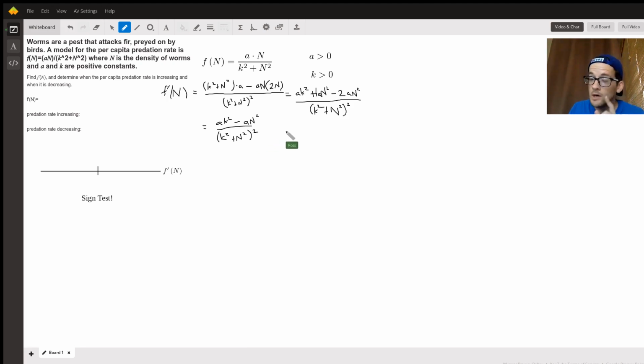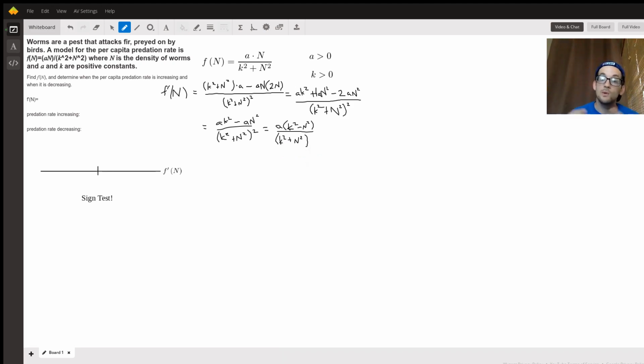We can actually do one more thing. You don't have to, but it'll make it a little easier. So I'm going to factor the a out on top here and rewrite this as a times k squared minus n squared. That step is not entirely necessary. If you don't want to do it, it doesn't change a whole lot. I think it's just a little easier to see what we're about to do. Denominator stays the exact same again, and that's because all of that was just to get the derivative.